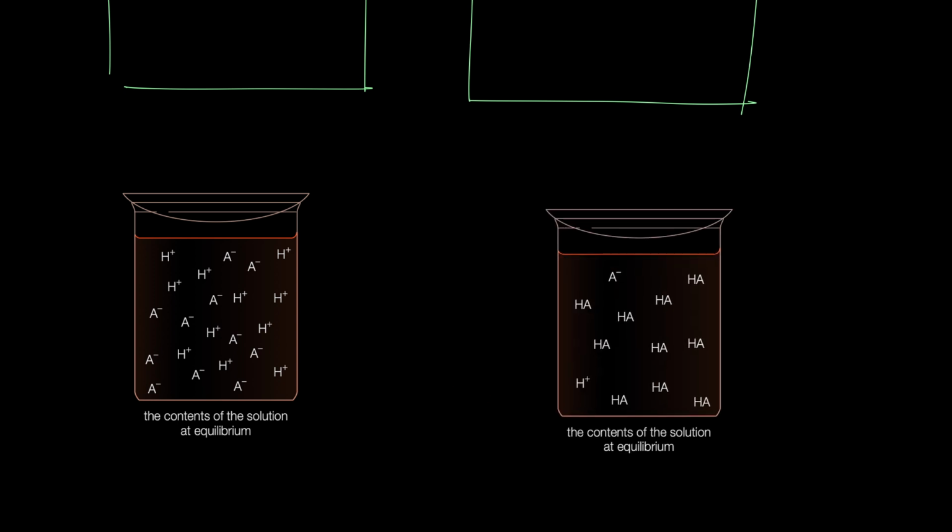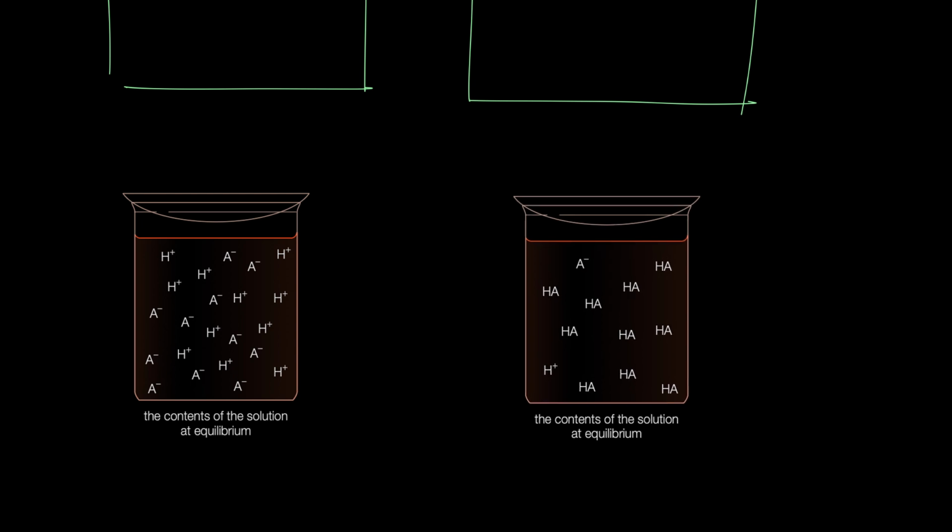If I have a strong acid, this is my strong acid. Let's think of this as HCl. And this is my weak acid. Think of this as CH3COOH. This is my strong acid. It's not just because their moles are the same.